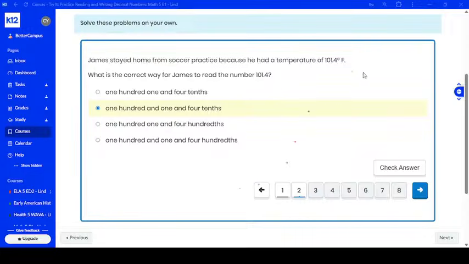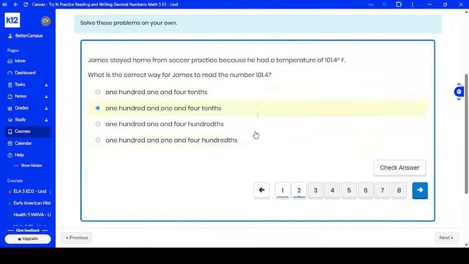Okay. What do you think the answer is? Is it A, B, this is A, this is B, this is C, and this is D? What is the right answer? You have 10 seconds to answer.